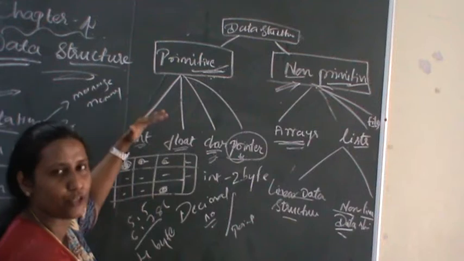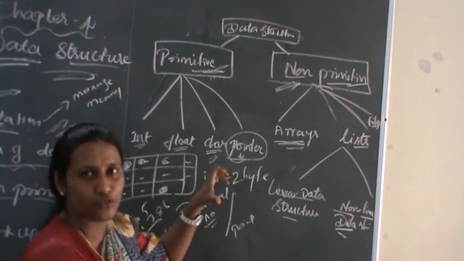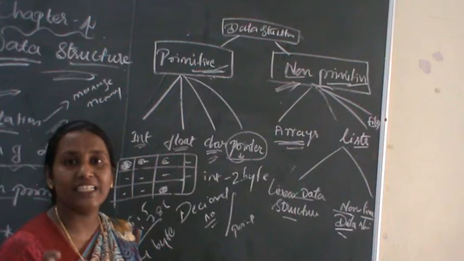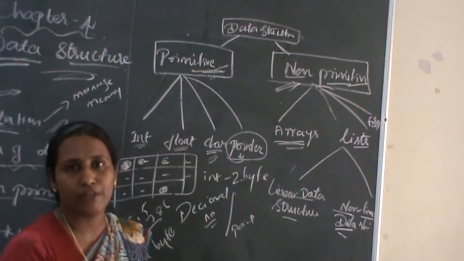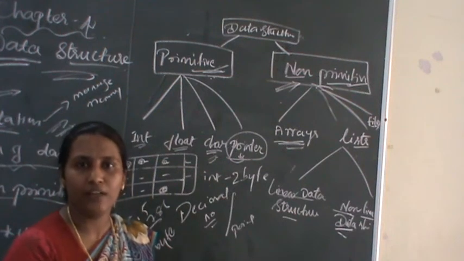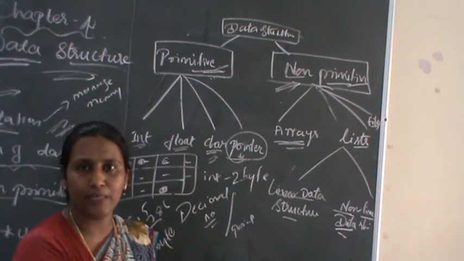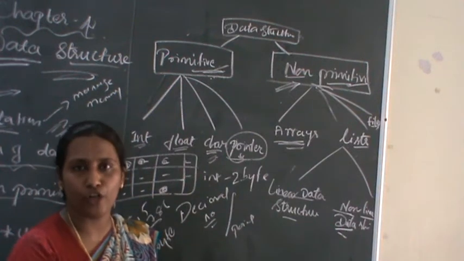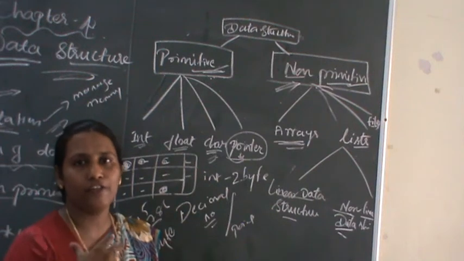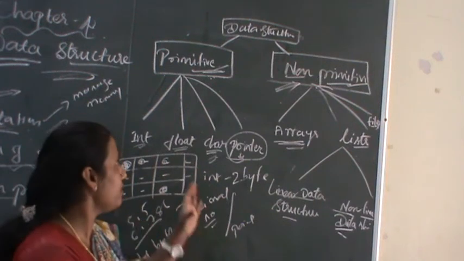As I said, primitive data structures are those data structures which are directly operated by the machine, directly handled by the machine. Handled by the machine means whatever memory is required, that much memory will be allocated by the machine. After using that memory, after the task has ended, the memory will be taken back. So that is the primitive one.